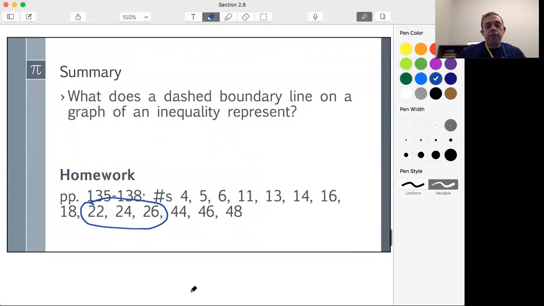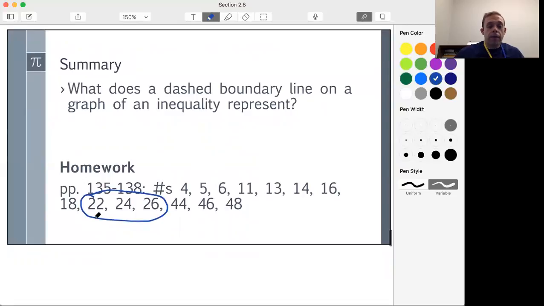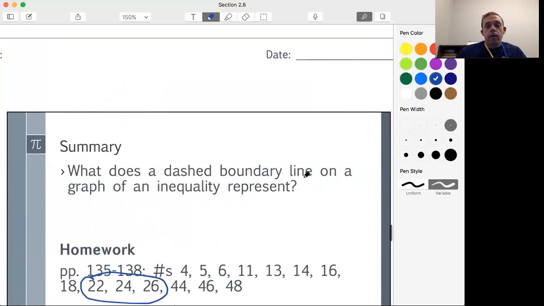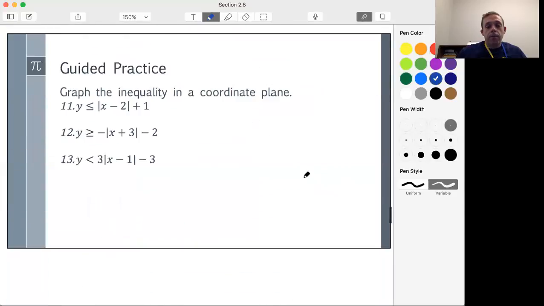So what you're going to do after the Edpuzzle is you're going to do your homework except for problems 22, 24, and 26. We will do this next week after we cover 2.7. Okay? And hopefully you are productive.